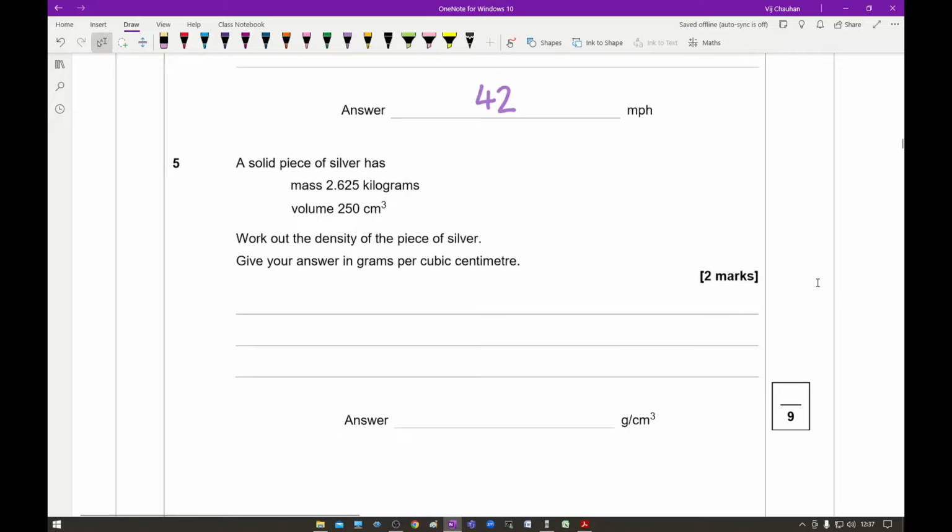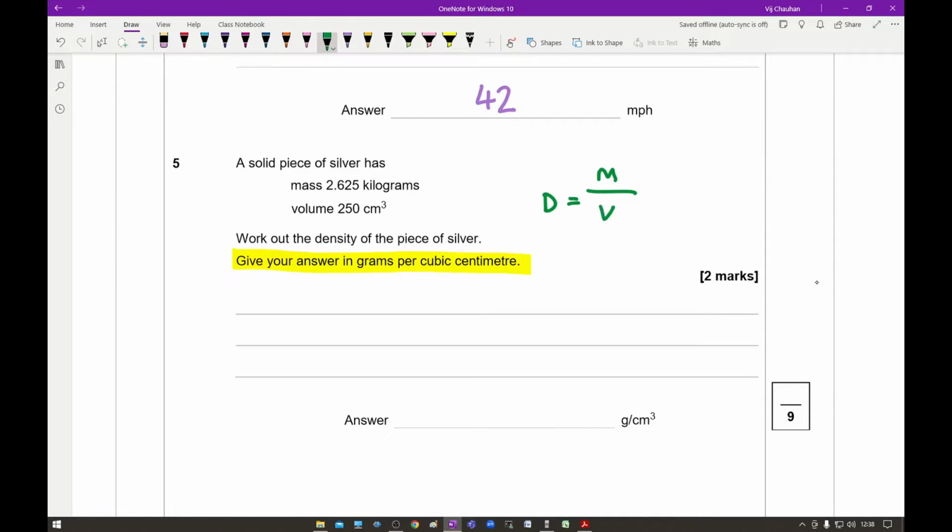Moving on to question 5, it says that a solid piece of silver has a mass of 2.625 kilograms and a volume of 250 centimetres cubed. Work out the density of the piece of silver. Give your answer in grams per cubic centimetre. Now the units are really important when answering density questions. So if I write down the formula, density is equal to mass over volume.